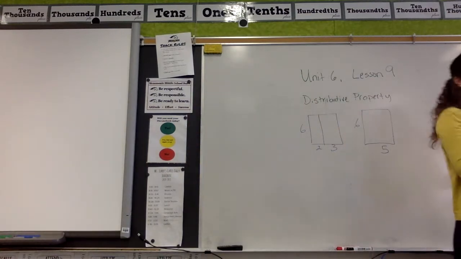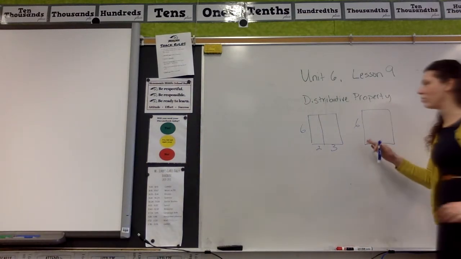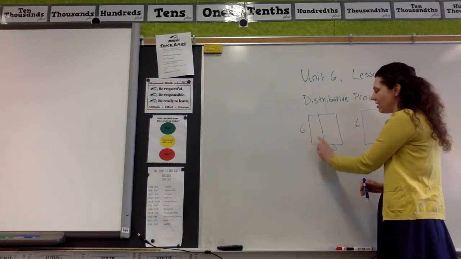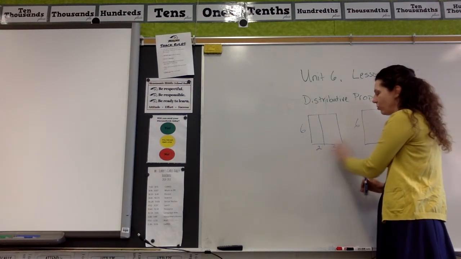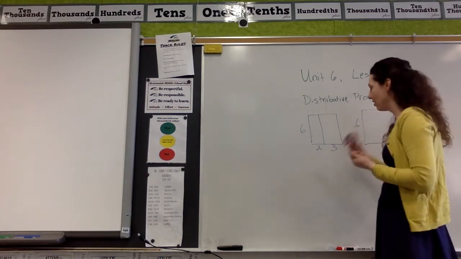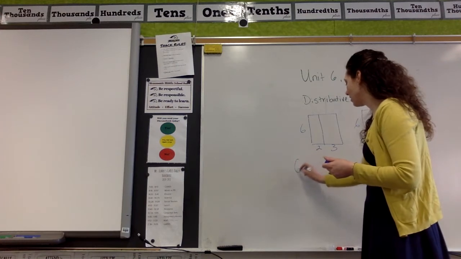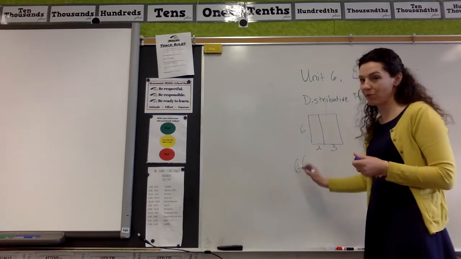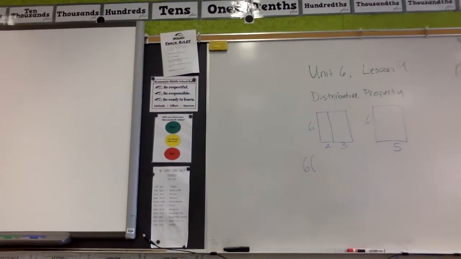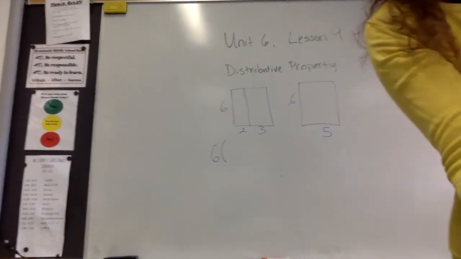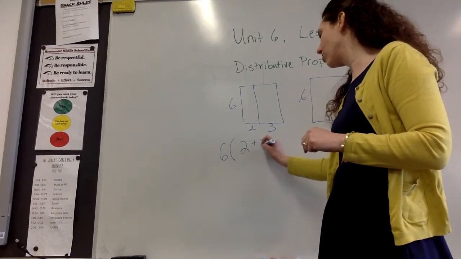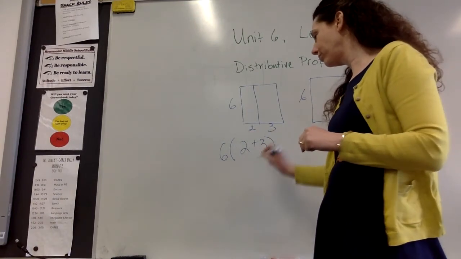So I've got two rectangles here that show the distributive property. This rectangle is 6 by, and then one part here is 2 and a part here is 3. If I was going to write a mathematical statement, I might say this is 6 times. Remember, when we write a number right next to a parenthesis, that means we are multiplying. So it's 6 times (2 plus 3).